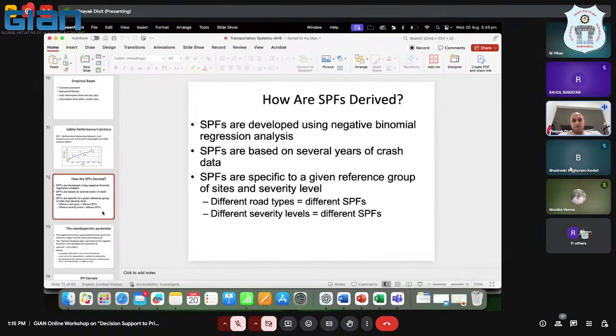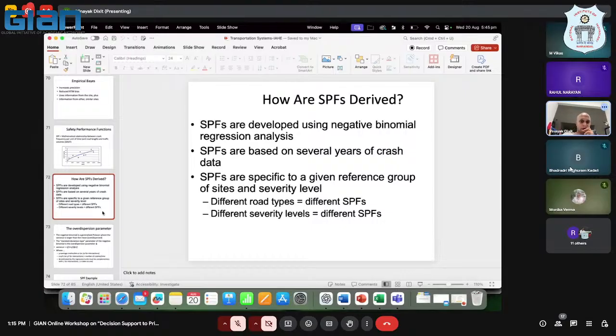So how are SPFs derived? SPFs are developed using a negative binomial regression model. You can look it up. The reason we use a negative binomial regression model is that the mean and the standard deviation are different in a negative binomial. If you use a Poisson distribution, the mean and the variance are the same.